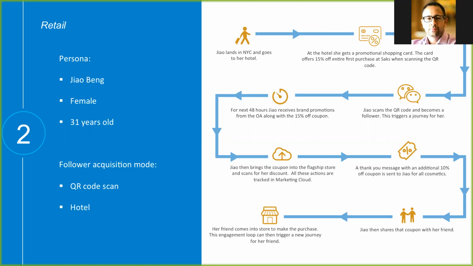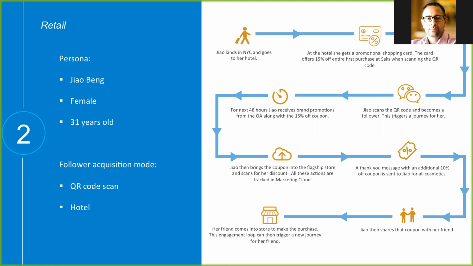Once she scans that QR code, because we've got data-driven offline to online promotions, we know that Zhao is coming in from that specific hotel, from that specific QR code. We know that those cards that have been deployed to that hotel trigger a journey, and we know that that person's only going to be in town for a certain period of time, so we need to start running promotions for her immediately. So for the next 48 hours, Zhao receives that 15% off coupon on top of other messages to promote other brands. A brand like Saks has lots of designers that they can promote. So those designers are sent through too, not necessarily at discount, just promoting what's offered.